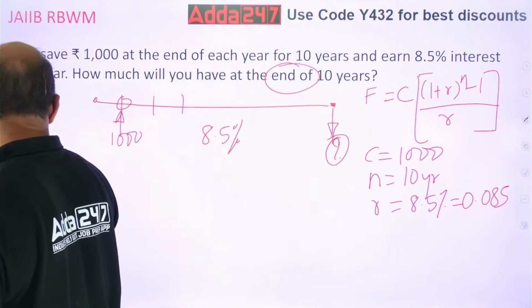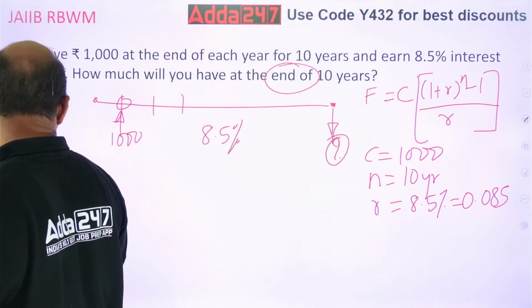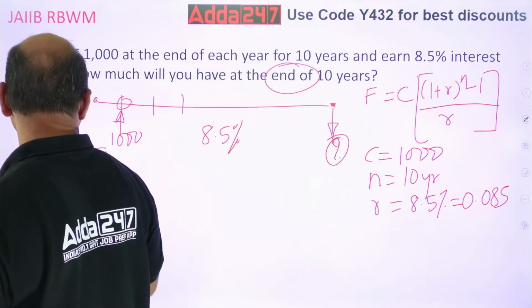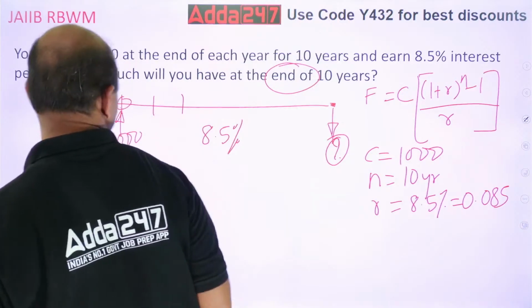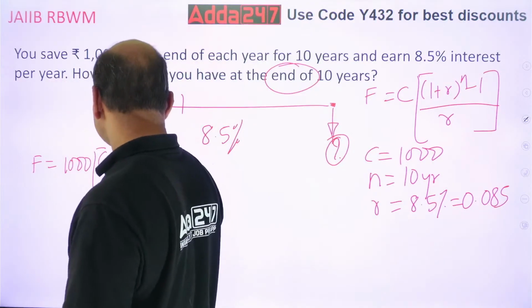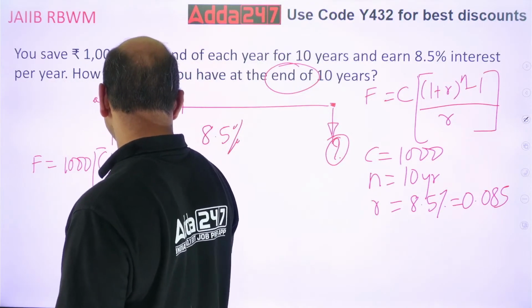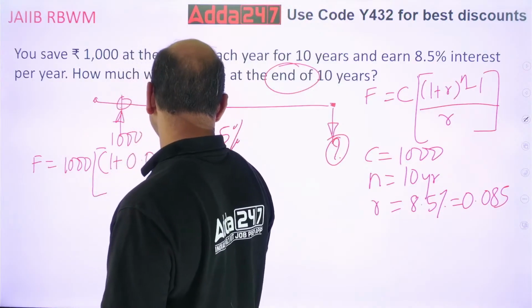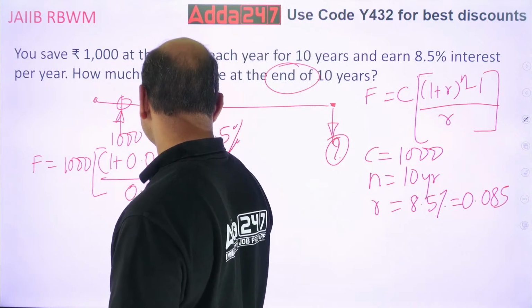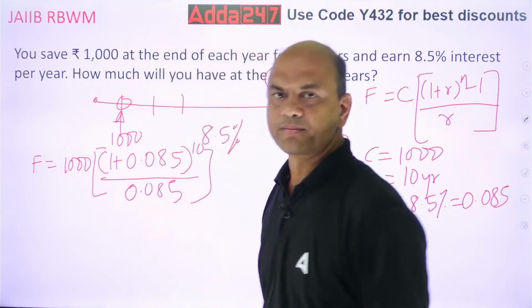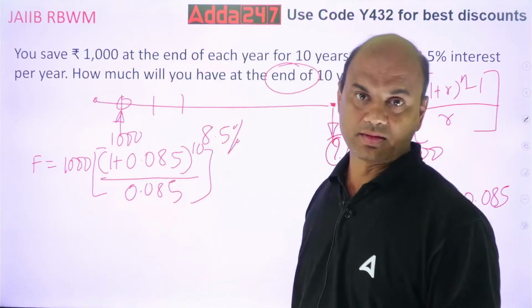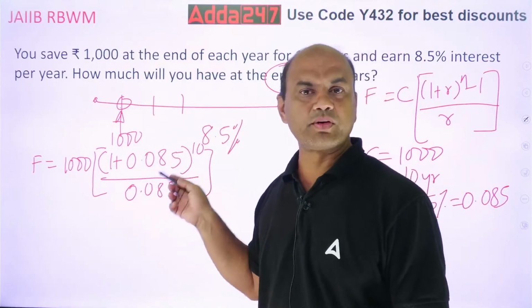So F equals C into, what is C? 1000, into (1 plus R), what is R? 0.085, raised to n, 10, minus 1, divided by R, 0.085. Solve this now. So 1.085 raised to 10. This will become 1.085 raised to 10.